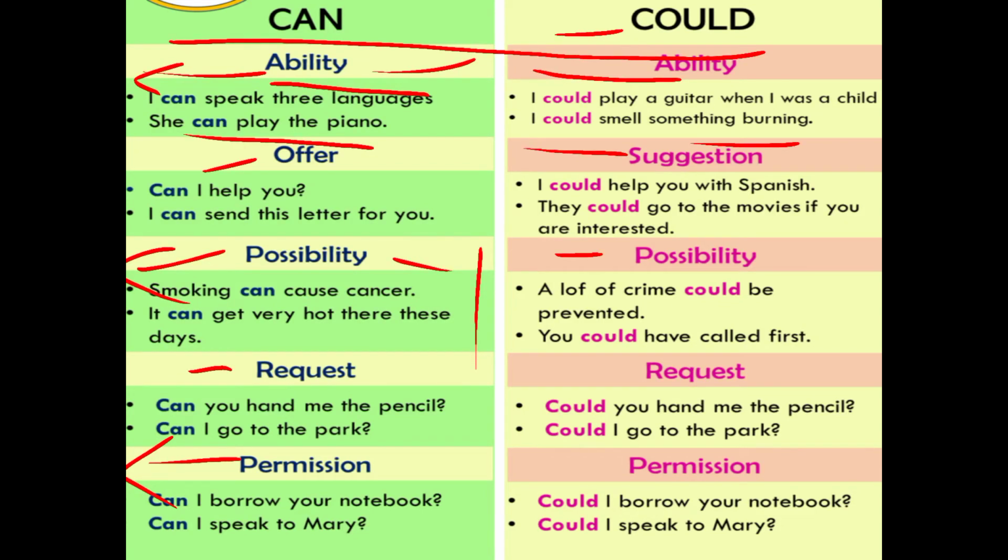Now come to the request here. So can and could. So which one is more polite in this? If you are requesting something, so could is more polite. You can use this also, but could is used so much in comparison to can.